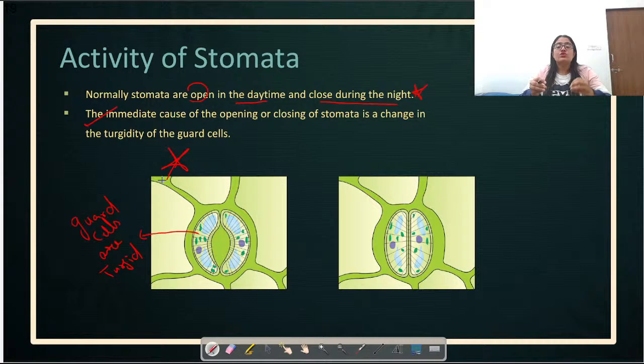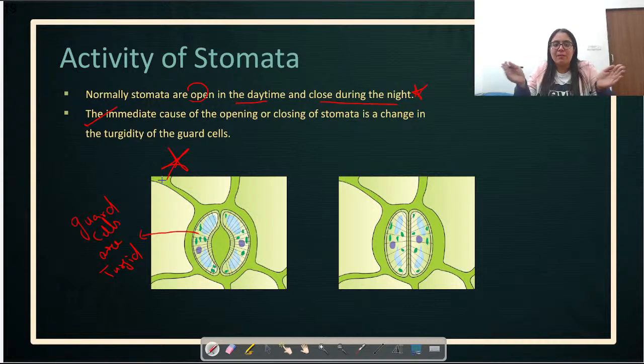That means because of the movement of water molecules from the surrounding cells inside the guard cells, what will happen? The guard cell will become turgid, and because of absorbing this much amount of water from the surrounding cells, the guard cells will swell up, and because of the radial arrangement of the microfibrils also, that will help the turgid guard cells to move outwards.